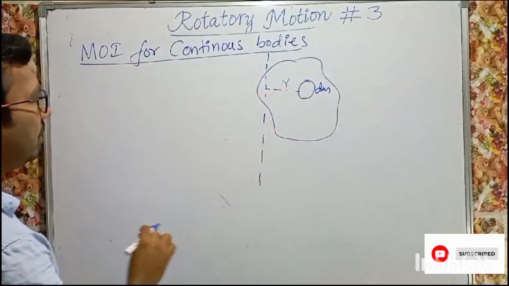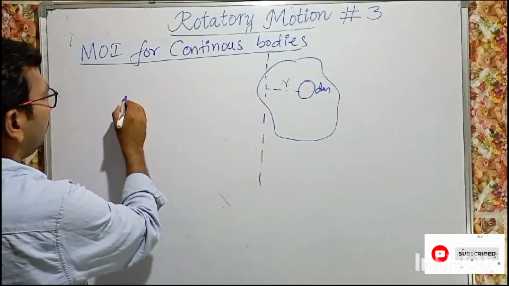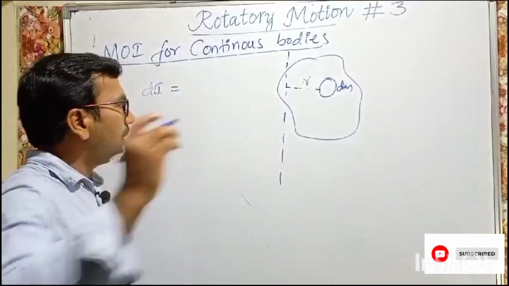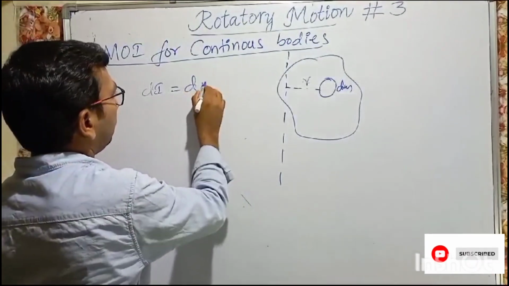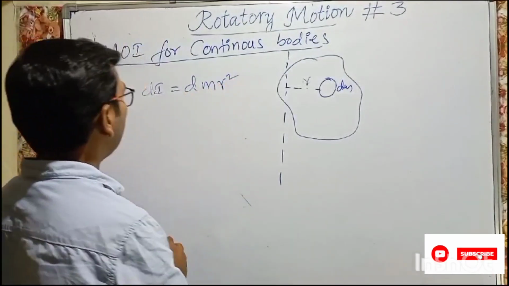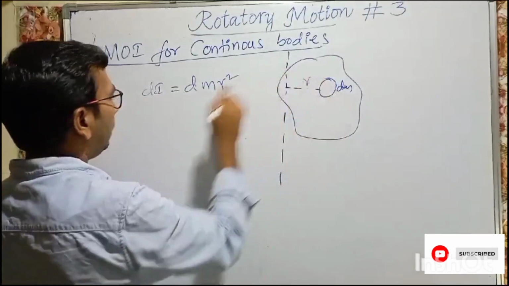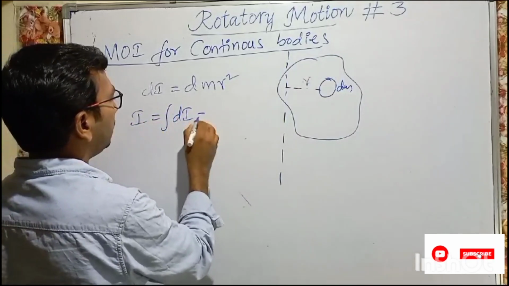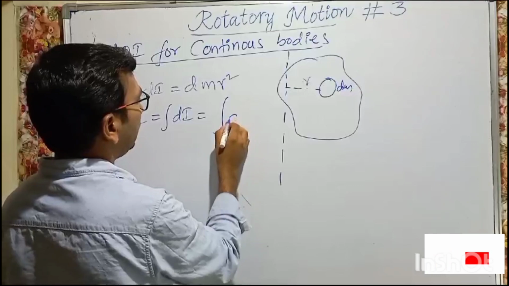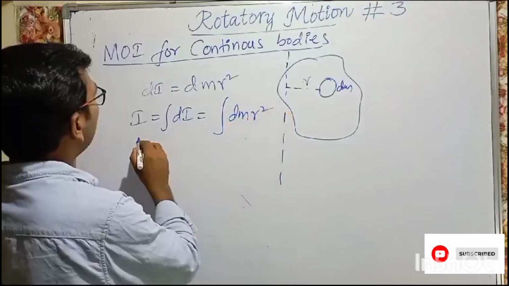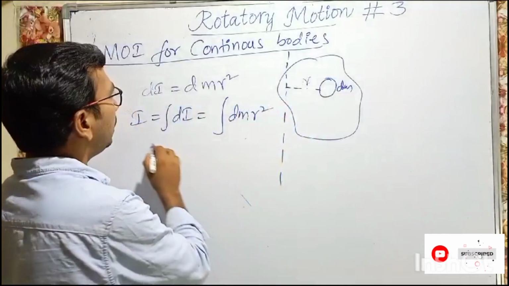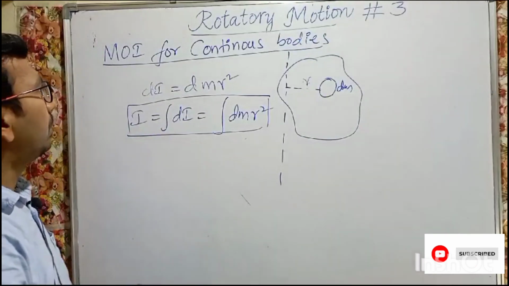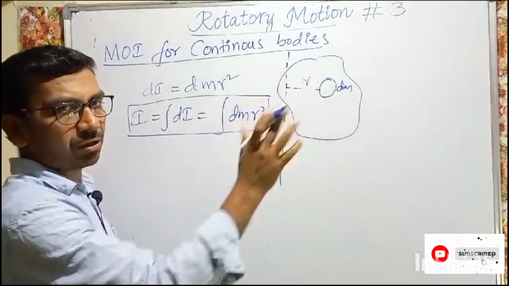So what is the moment of inertia for continuous bodies? dI is equal to dm r square. Suppose I take the whole body, then integration dI is equal to integration dm r square. This is the moment of inertia for continuous bodies.